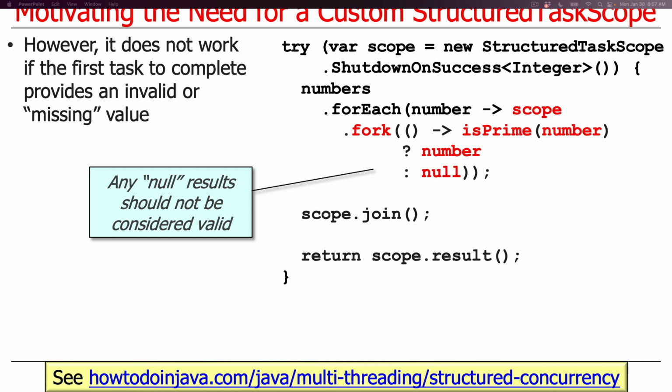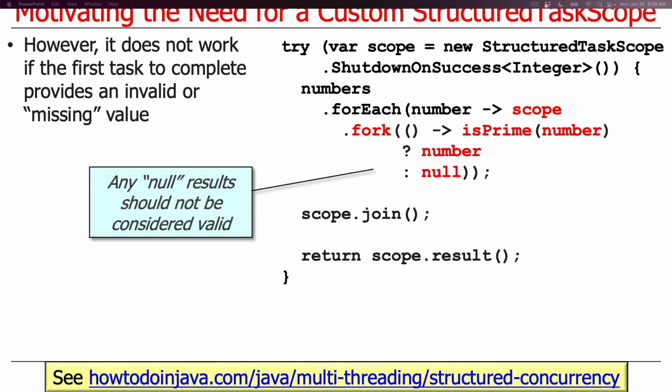Whatever it returns, if the number is prime, we want to give back the number, because that's what we want, the first prime number. But if the number is not prime, we still have to give something back to fork. Fork has to return a value somehow. And so in this case, we're going to return null to indicate that it was not a prime number. What's going to happen if we use shutdown on success is that the first result that returns null is also considered a valid result from the point of view of shutdown on success. It's just giving back a null result. It doesn't realize that's not what we want.